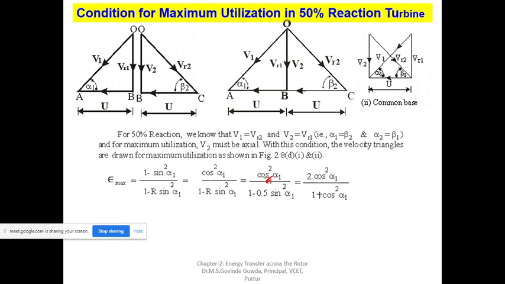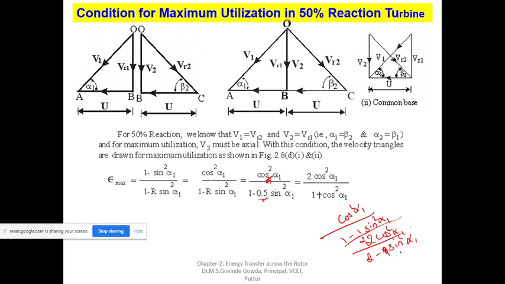Okay. Now r is how much here? R is 50%, that is 0.5. So I am substituting r as 0.5, so let us say this is 1 by 2. Take the LCM. I'll just do it here. Cos square alpha 1 by 1 minus 1 by 2 sin square alpha 1. Take the LCM, that is 2 here. 2 minus 1 sin square alpha 1. This 2 is an LCM now, so that becomes 2 above. That becomes 2 cos square alpha 1 by 2 minus sin square alpha 1.